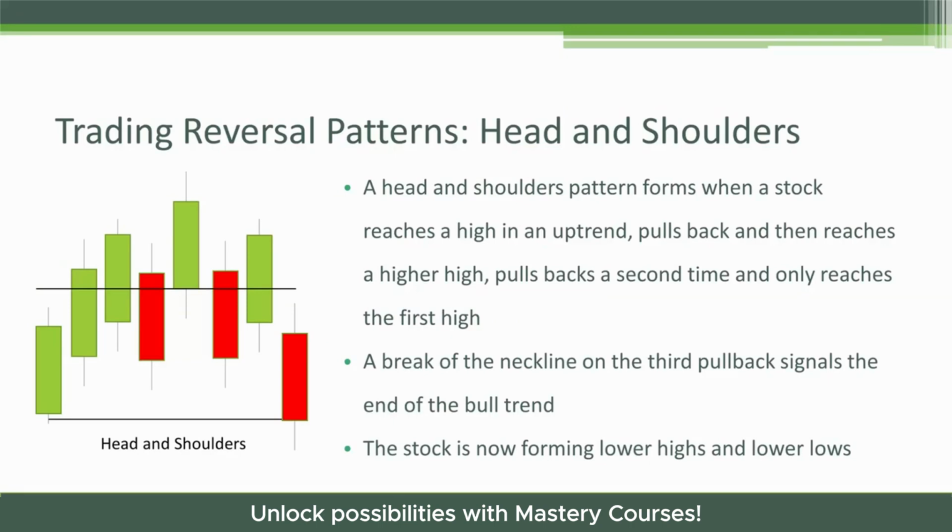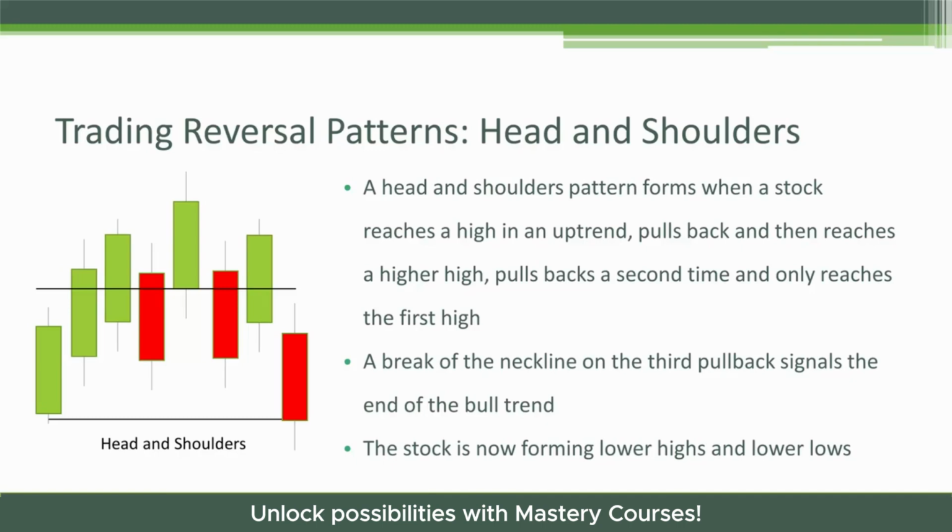And at this point, the uptrend is intact as we're making higher highs and higher lows. The stock then pulls back a second time, attempts to make another high, and is only able to climb as high as the first high in the pattern. So it's now in the process of making a lower high after the second pullback, and then the stock continues to make a lower low when it breaks through the neckline of the pattern. And the neckline is the trough of the first two pullbacks.